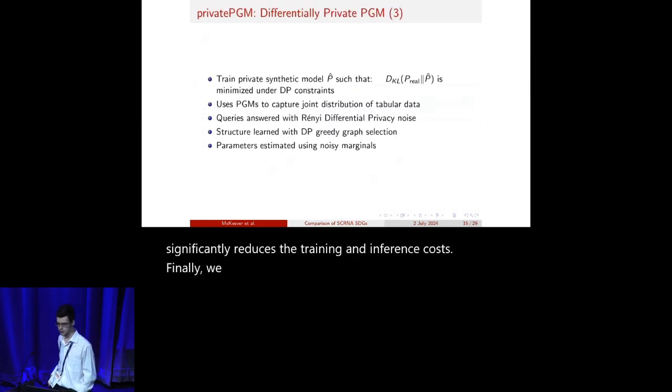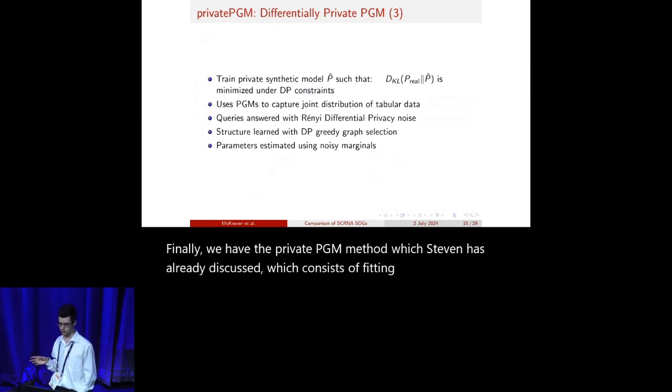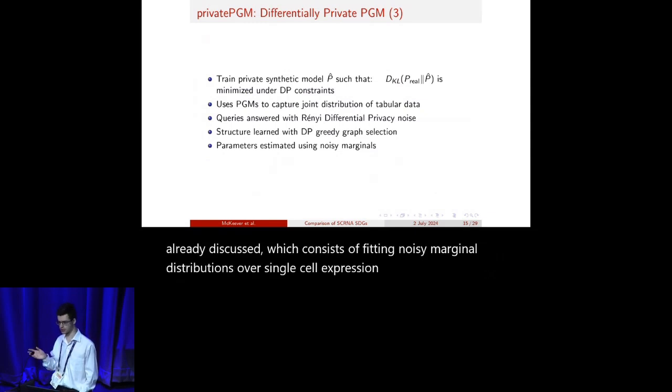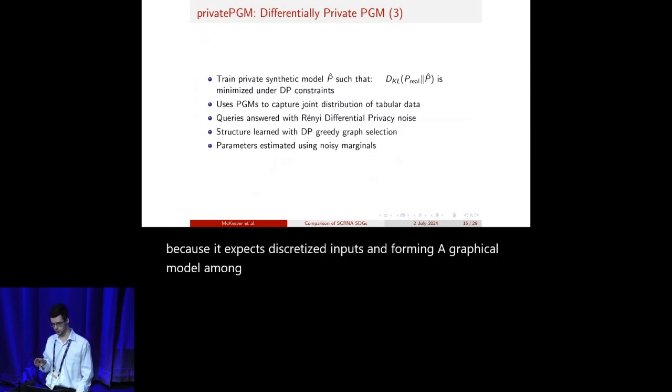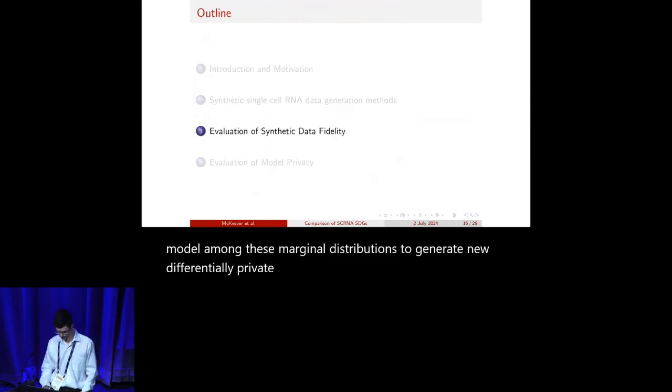Finally, we have the private PGM method, which Stephen has already discussed, which consists of fitting noisy marginal distributions over single cell expression data, which is binned because it expects discretized inputs, and forming a graphical model among these marginal distributions to generate new differentially private data.